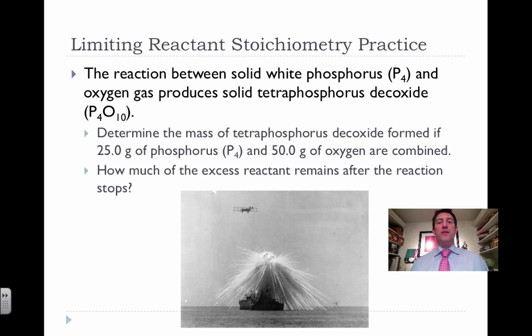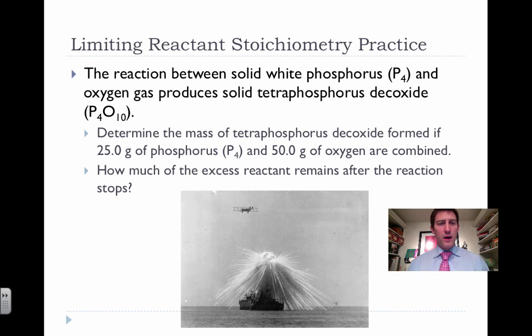The reaction between solid white phosphorus and oxygen gas produces solid tetraphosphorus decaoxide. This is a picture of that reaction happening in World War I. They tried to use solid white phosphorus as bombs, mainly to drop over ships. When that bomb canister would open up and be exposed to oxygen, you'd get this reaction to happen.